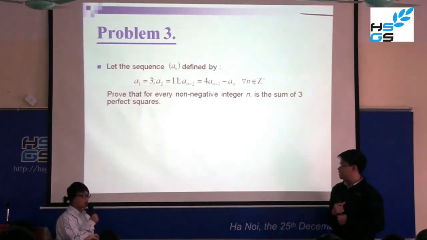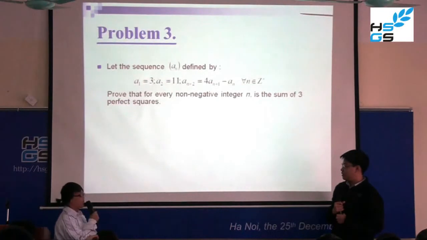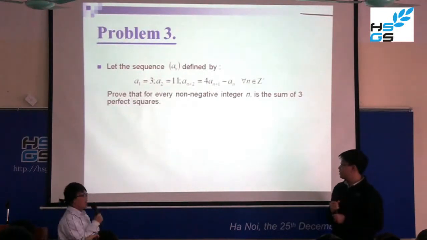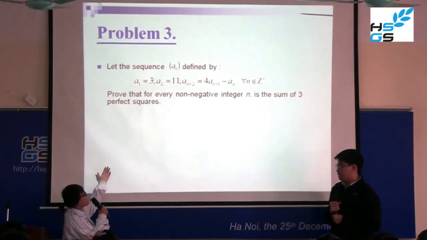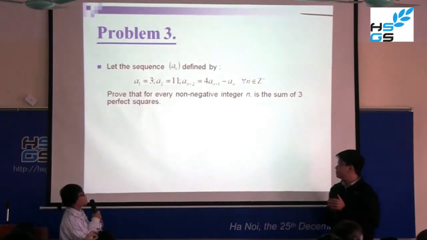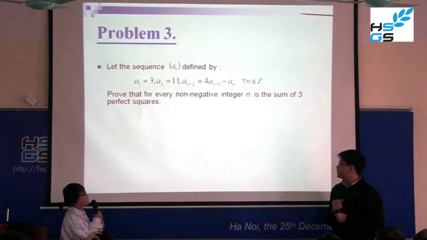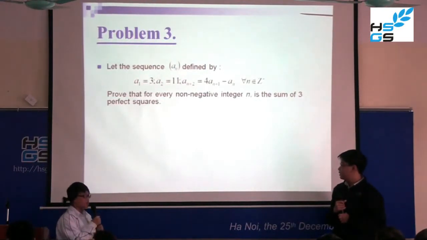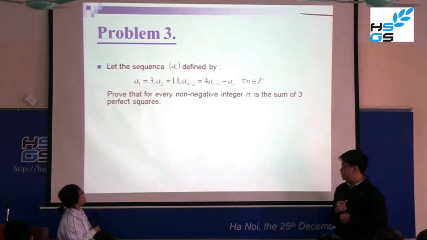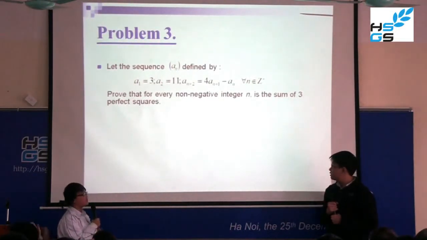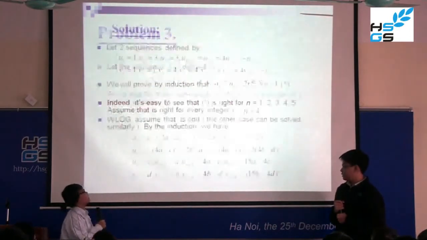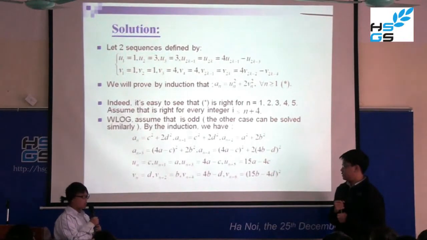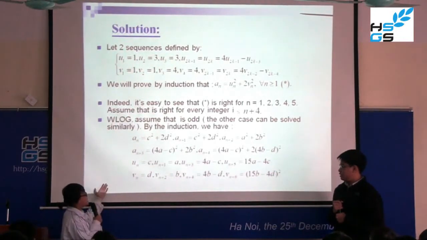Finally, I want to discuss with you the third problem. Let the sequence an be defined by a1 equal to 3, a2 equal to 11, an plus 2 equal to 4 times an plus 1 minus an, with natural number n. The mission is that we have to prove that for every non-negative integer n, it is the sum of 3 perfect squares. Here is the solution. We will spend a few seconds on this solution.